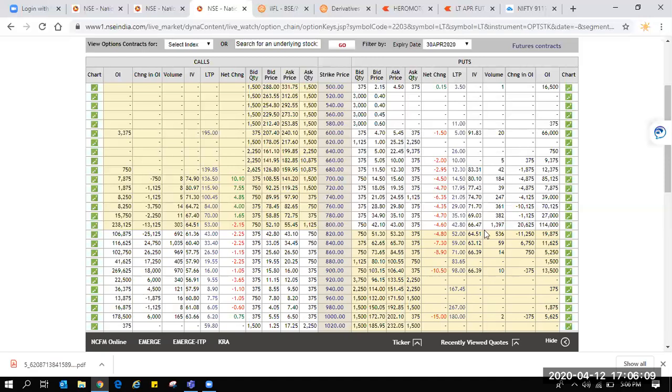Now, if you see the put side, you can see 820 puts have been unwound. So what is unwinding in puts? Unwinding in puts means there is no support at this strike. People who have shorted at this level, they think that market might not take a support at 820 or at this strike rate also. That means at 820 levels also. That is why it is showing minus 11. Again, this 20,000 have been added at 800.